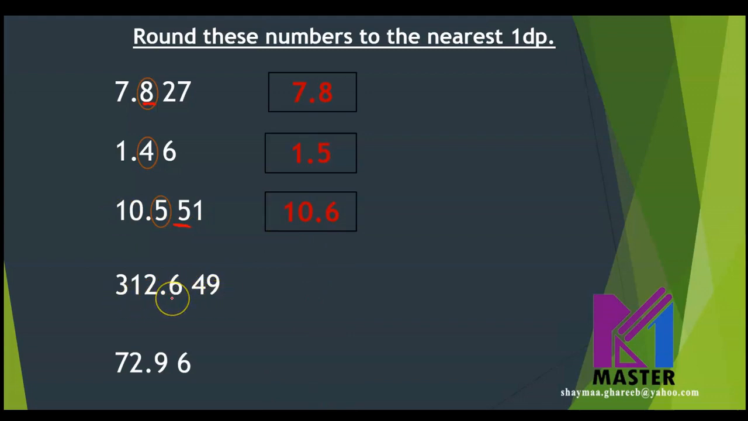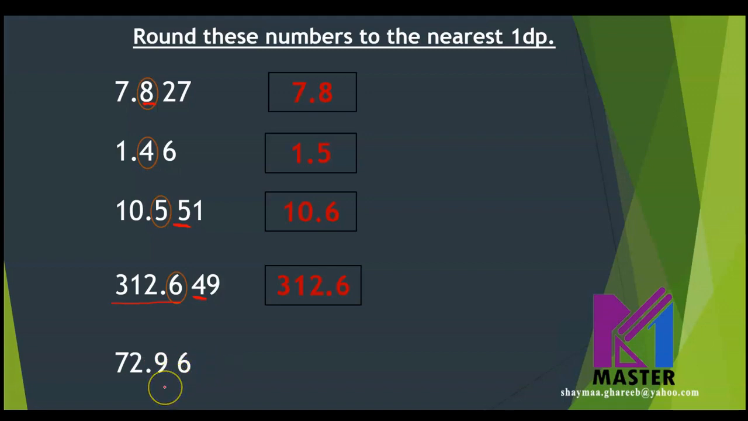312.649. Also, we are going to round to the nearest tenth, which means the 6 will be rounded. What do you think, up or down? Down. Why? Because the digit in the hundredths place is 4, which means it will stay as it is. Then our answer will be 312.6. Is this clear?